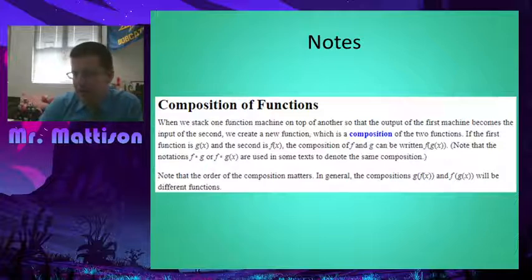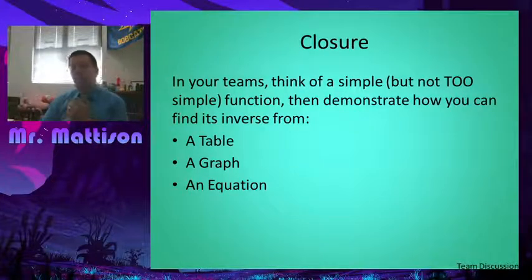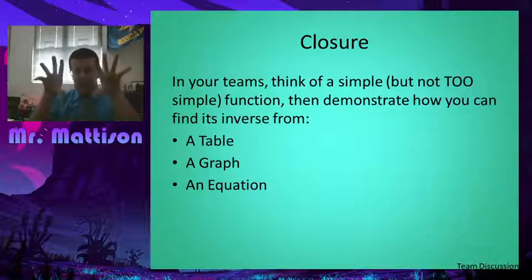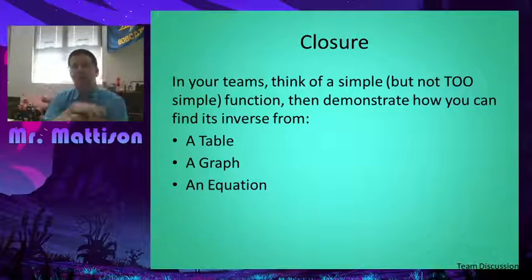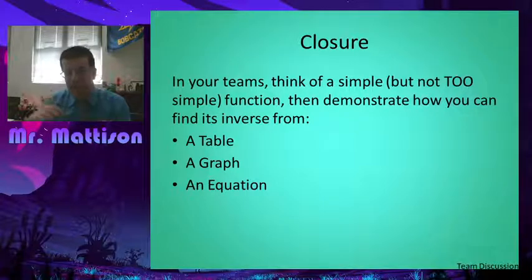Right, and then lastly, there are 3 ways of finding an inverse. Table: really easy. Take the x and y columns, we transpose those. Graph: we want to reflect it over the line y equals x. And then lastly, with any equation, like we did multiple times today, transpose the x and y and then solve for that y. There we go.